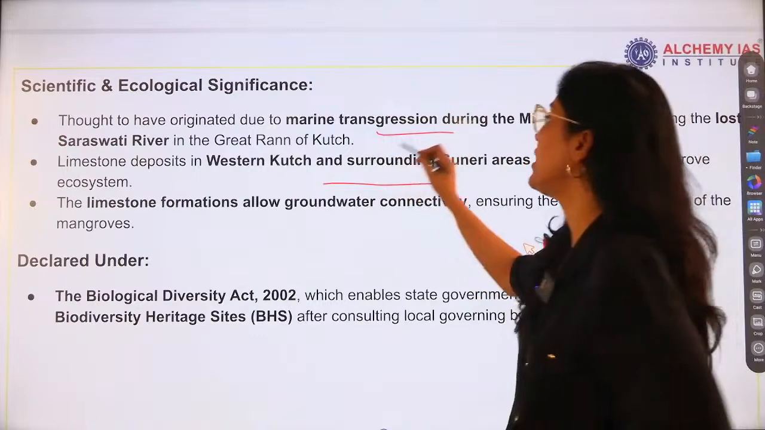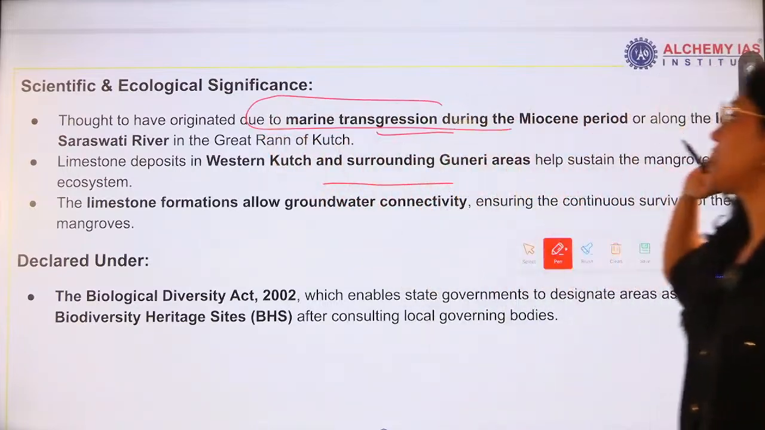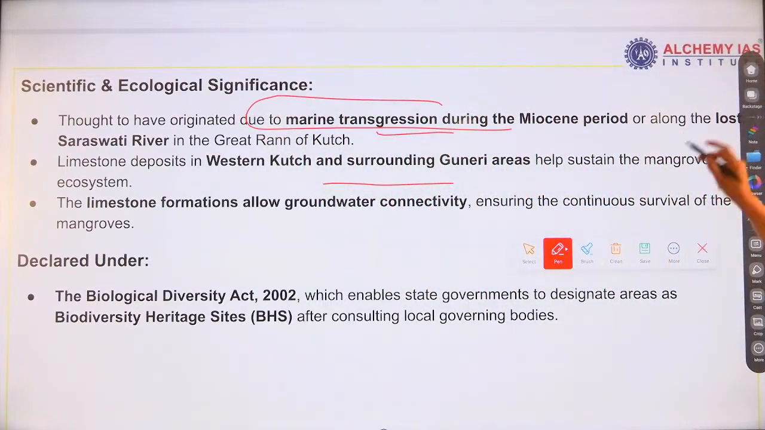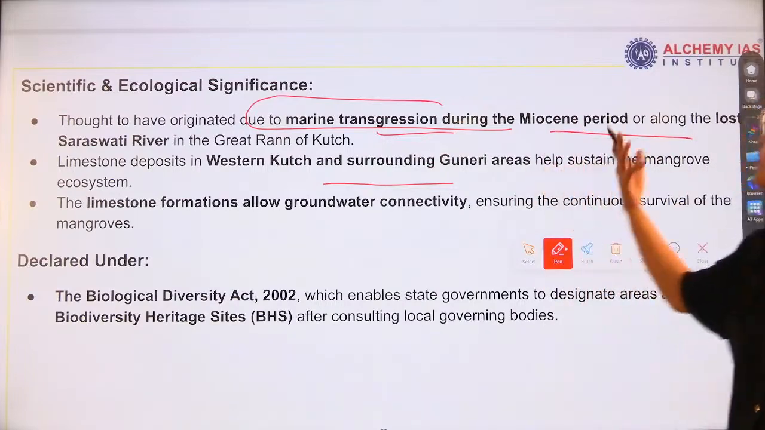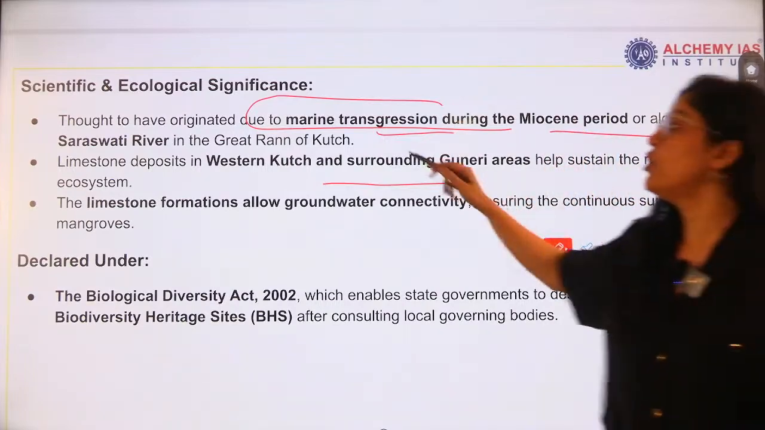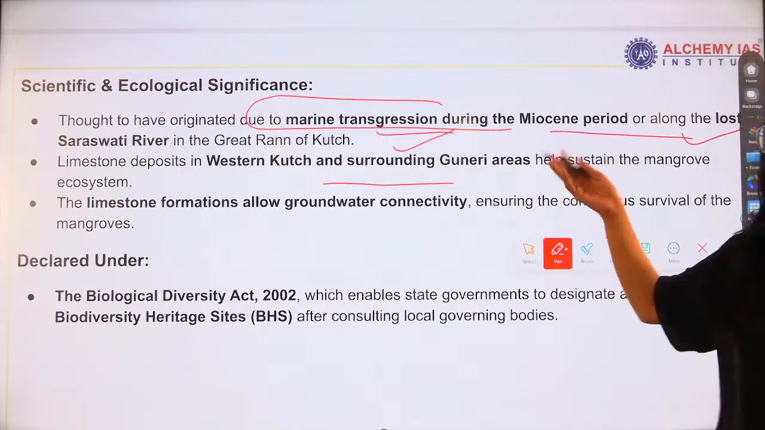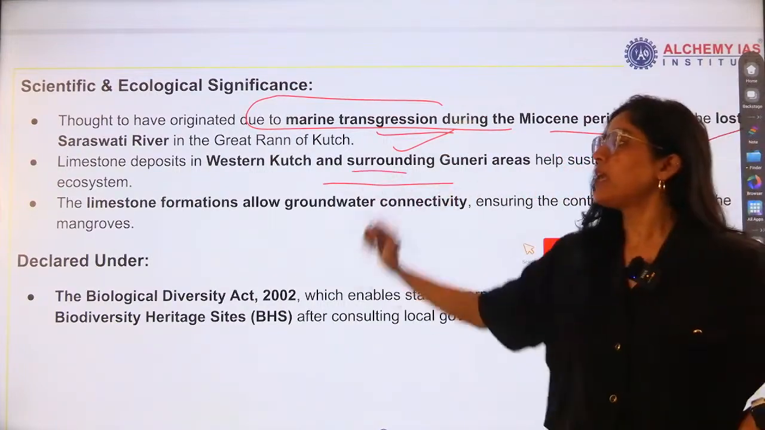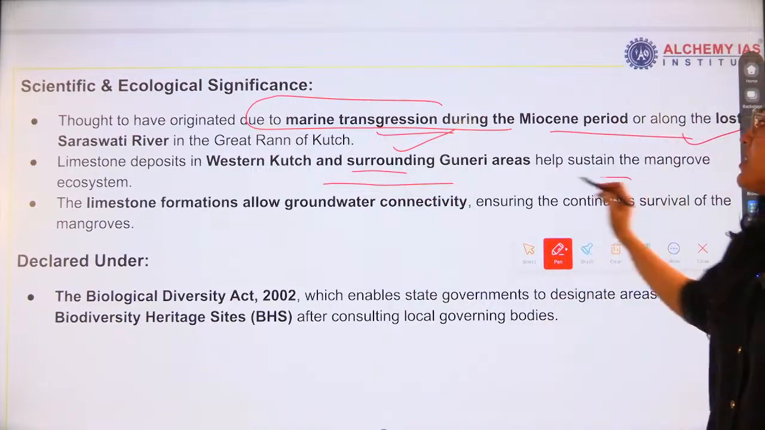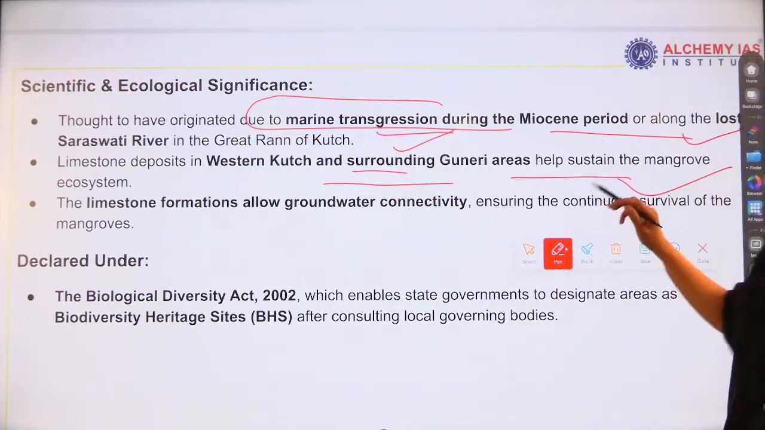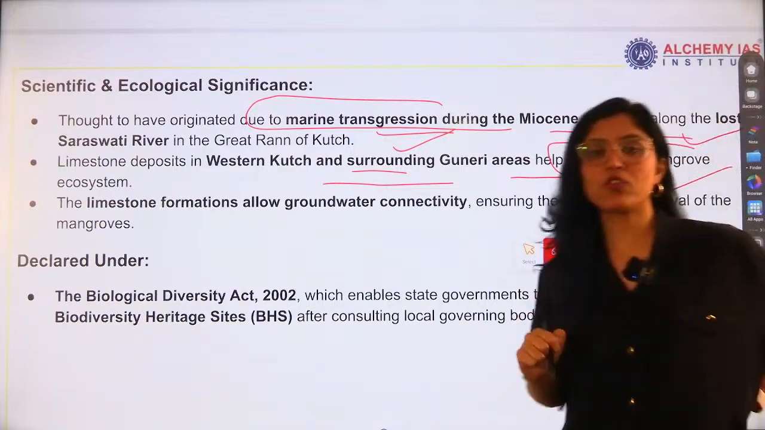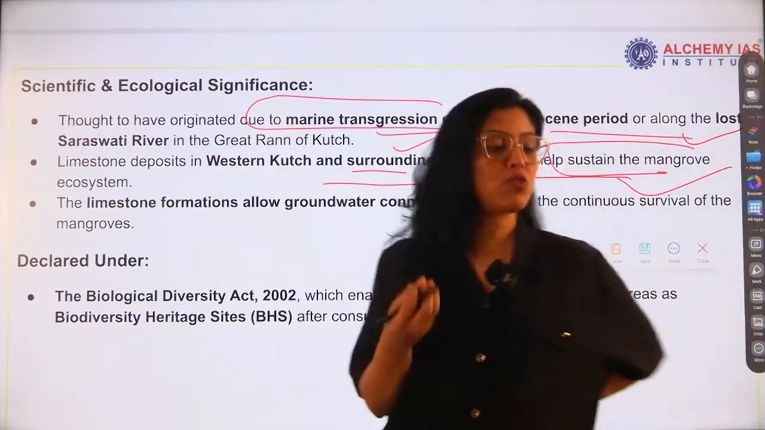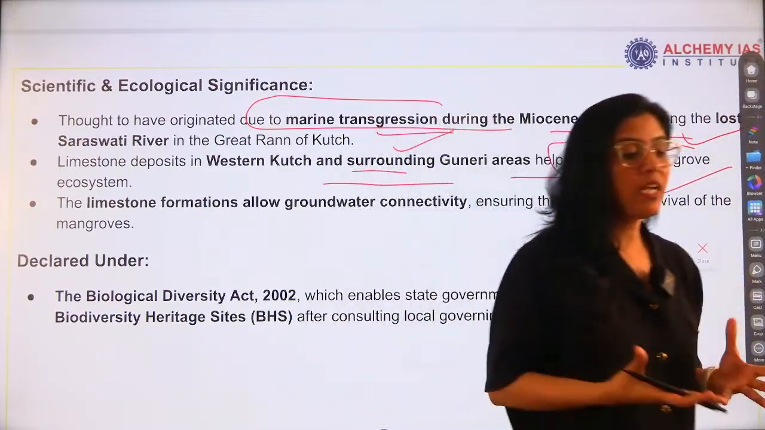Thought to have originated due to marine transgression during the Miocene period. So it happened during the Miocene period along the lost Saraswati River in the Great Rann of Kutch. So Saraswati River is also lost now, right? Limestone deposit in Western Kutch and surrounding Guneri areas help sustain the mangrove ecosystem. So because of limestone deposit, it could sustain itself.